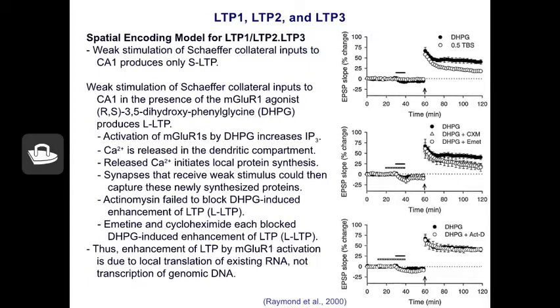You see, in another set of experiments, Clark-Raymond reported that weak stimulation of Schaefer collateral inputs to CA1 pyramidal cells produces the expected small and decaying form of LTP that we've seen before. And we can see it here in the open circles in the top graph on this slide. But if he simply added the mGluR1 agonist, dihydroxyphenylglycine, or DHPG, the potentiation endured.